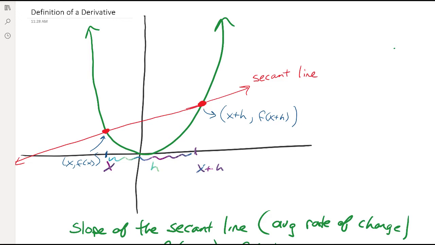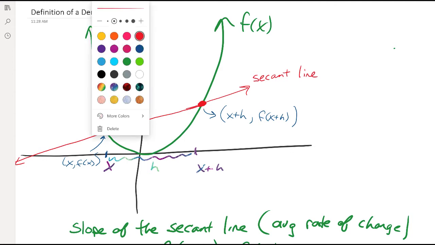So what I have here is a picture of what a secant line is, right? We have a green graph, in this case parabolic. Let's call it f of x. If you recall, we said a secant line is a line that intersects your graph at exactly 2 points, and those 2 points on the graph are indicated with the red points.